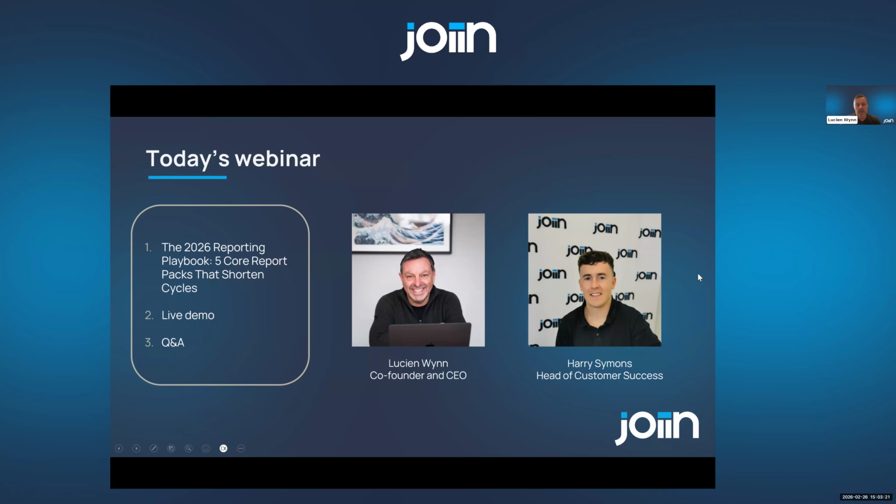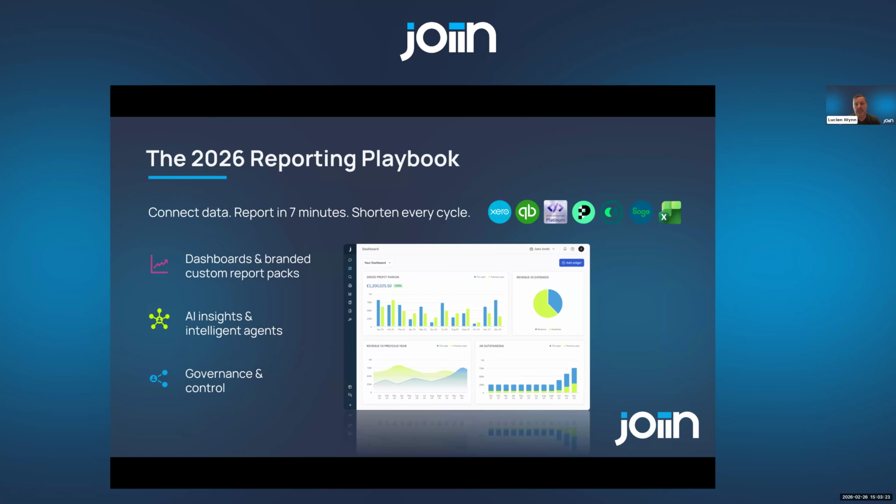Excellent. And so we're going to be touching on the three key pillars of our reporting playbook. We are very much focused on creating the great dashboards and branded report packs that you guys know and love. We do that through our AI insights and the intelligent agents we produced. And one of the key things we're really proud of, and we make sure that we constantly stress, is that it's done within a very governed and controlled environment. So it's secure, it's trusted, and we're always giving you guys the power to do what you want. So that's very much around how this playbook is tailored.